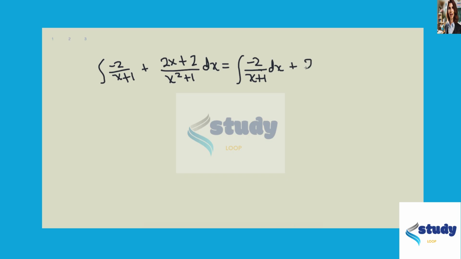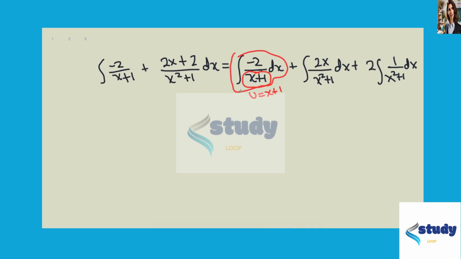Let's pull out the 2. Actually, let's not pull out the 2. We have the integral of 2x over x squared plus 1. And then for the last integral, let's go ahead and pull out that 2. 1 over x squared plus 1. And these are integrals that we can do. For this first one here, if that plus 1 on the x is bothering you, feel free to do a u substitution. So for this first integral, this should give us negative 2 natural log absolute value x plus 1.